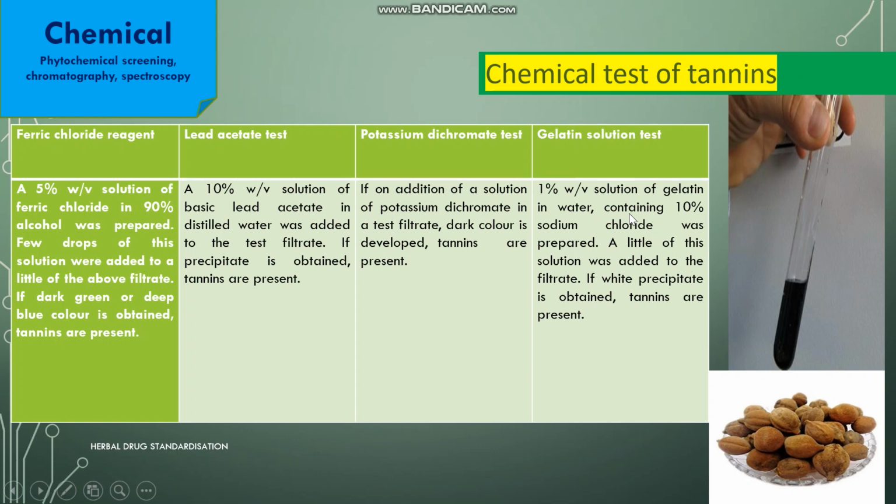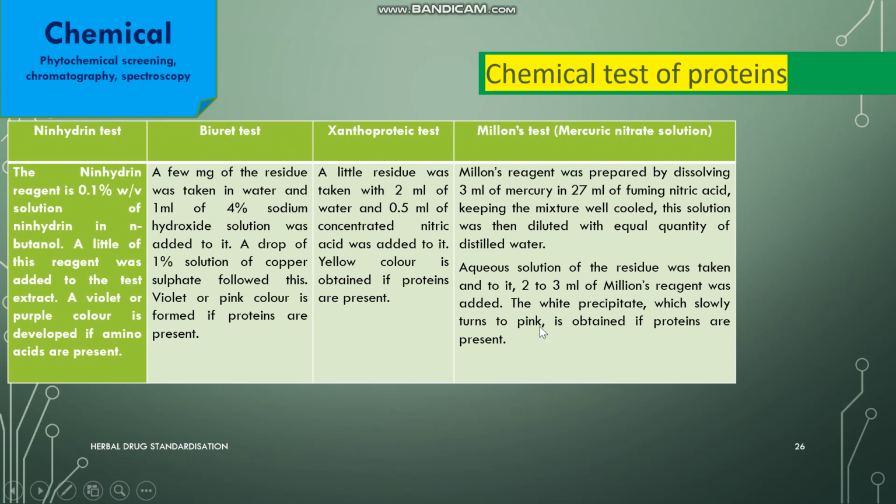Then the test for tannins: amla, behada, harad, arjun, ashoka. These are all tannin-containing drugs, and we know tannins are polyphenolic compounds which cause protein precipitation. So here is a representation of the ferric chloride test, which will turn your sample black. You can also do the lead acetate test and the gelatin solution test. Potassium dichromate test is also there for detection of tannins.